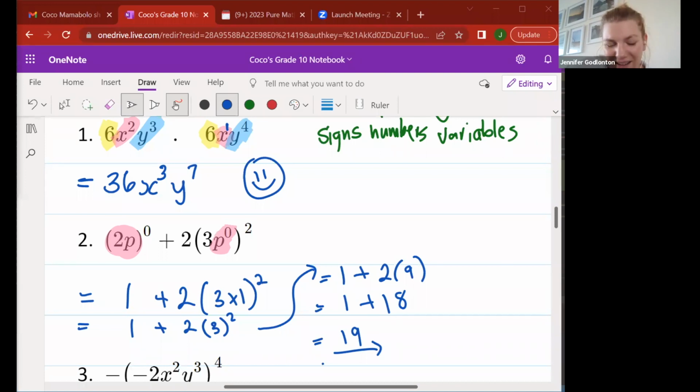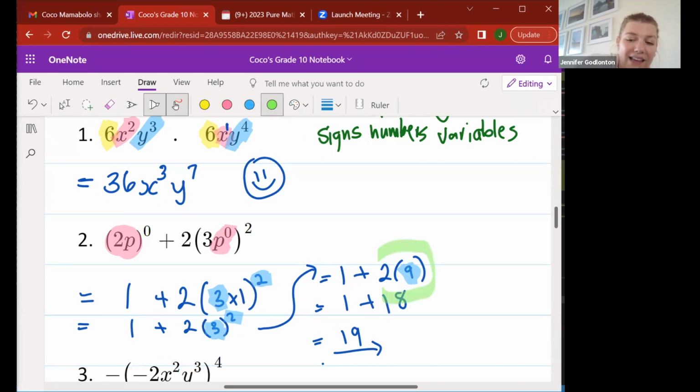On my answer, I don't think it's right though. I'm still trying to understand, where did you get the 18 and 19? Okay, so the 18 came because I had this 3 that was to the power of 2. That 3 to the power of 2 became 9. And then this 2 times 9 gave me the 18.